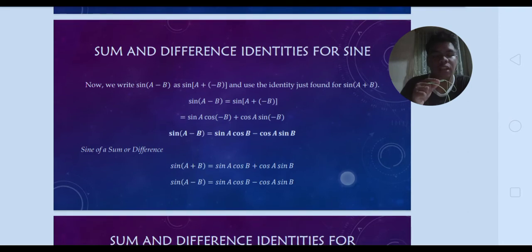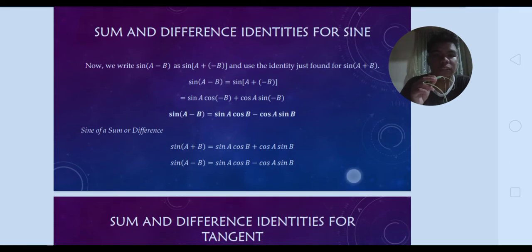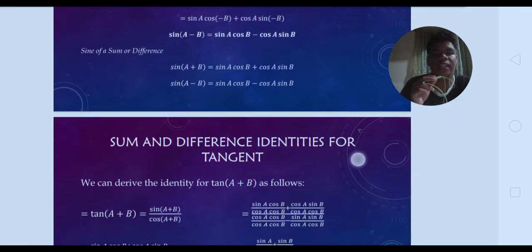We must not forget that the sum identity for sine is sine of a plus b is equal to sine a times cos b plus cos a times sine b, and the difference identity for sine is sine of a minus b is equal to sine a times cos b minus cos a times sine b.